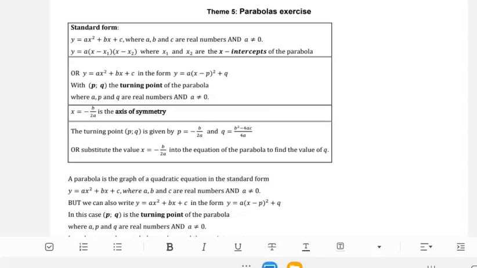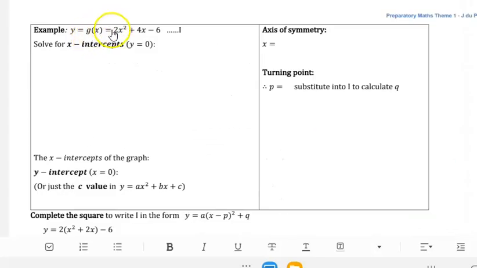In this exercise, we will draw a parabola from scratch, and this is just again a reminder of all the theory you need to know to do that. And we're going to draw the graph of y equal to 2x squared plus 4x minus 6. That is what we're going to draw, g.